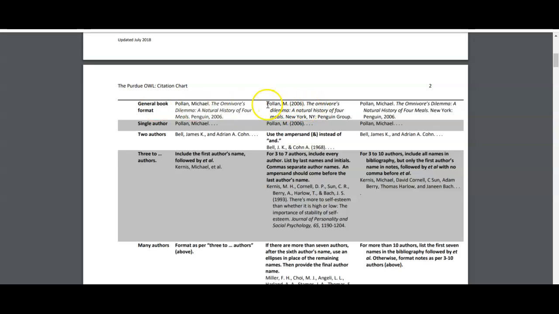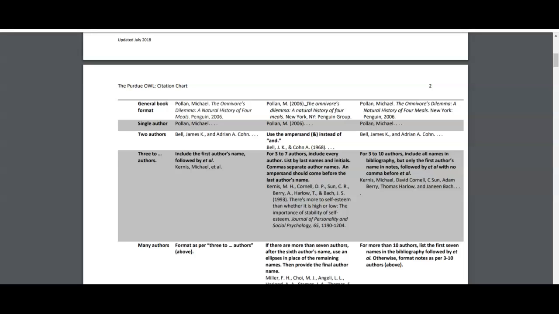This is what I was talking about before when I say that I want you to mirror this example right here. So you see it's going to be the last name, comma, space, first initial, period, space, the publication year in parentheses, period, space. And I'm saying the spaces as well because those are important to include.